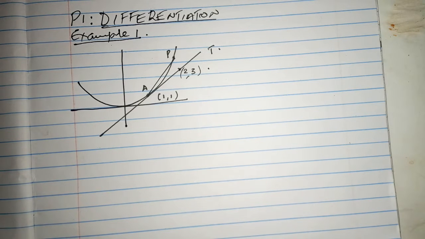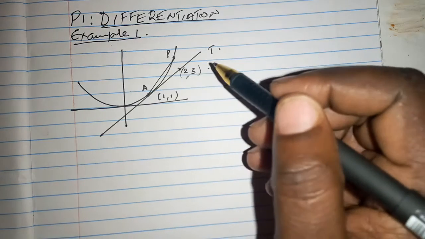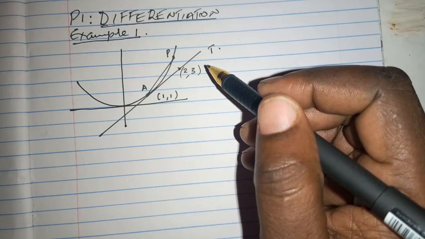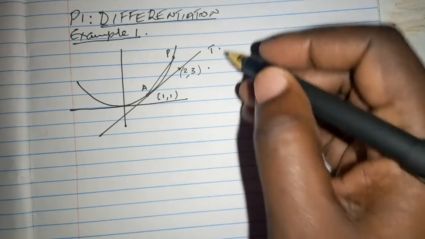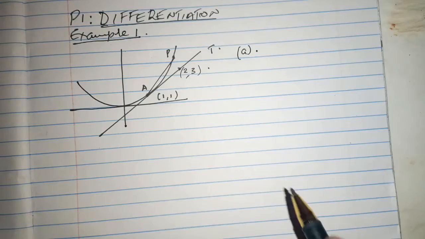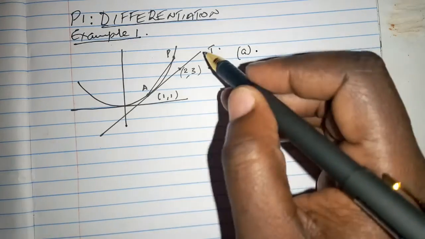Then the question is: the tangent T to the curve at the point A(1, 1) is shown. Point A is joined to point P by the chord AP that we have understood. Calculate the gradient of the tangent T. That is part A of the question.